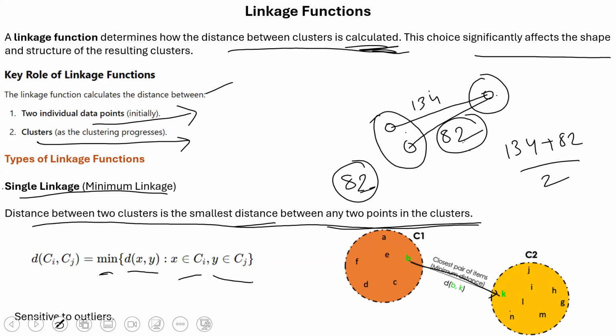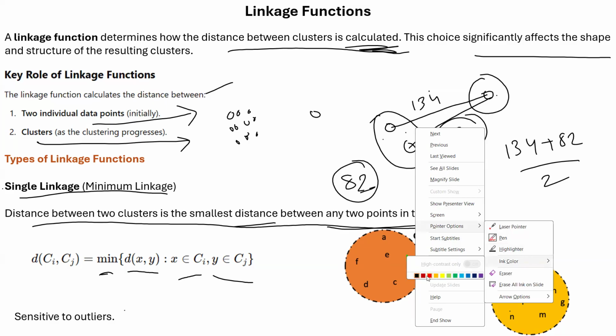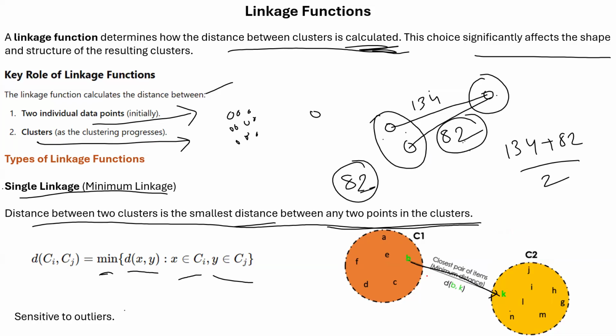And single linkage is sensitive to outliers. Let's suppose I have all my points here and one point which is an outlier is staying here. This is my one cluster. Why this is sensitive to outliers is what you have to understand. And now I have another cluster somewhere here. This is my second cluster.